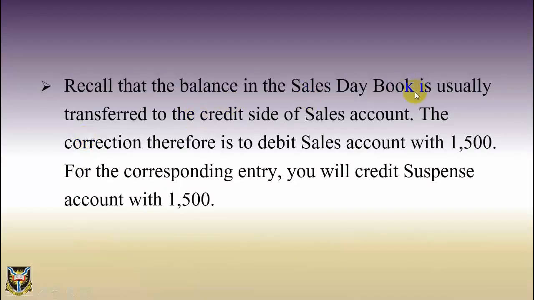E. Recall that the balance in the sales day book is usually transferred to the credit side of sales account. Thus, an overcast of sales day book implies an overcast of the credit side of sales account. The correction should involve reversal of this entry such that the balance in the sales account will reduce by the amount of the overcast. The correction, therefore, is to debit sales account with 1,500. For the corresponding entry, you will credit suspense account with 1,500.